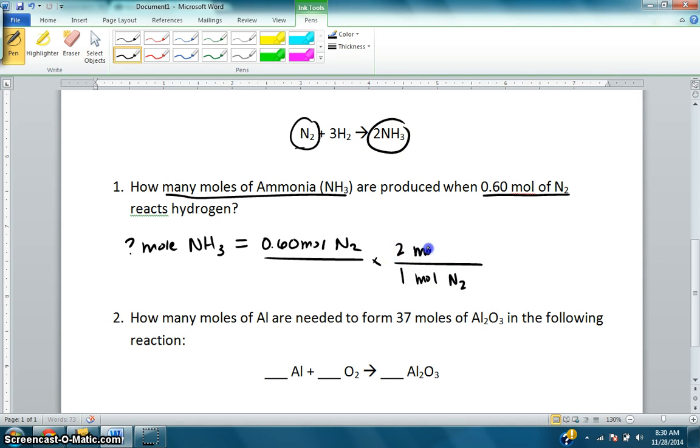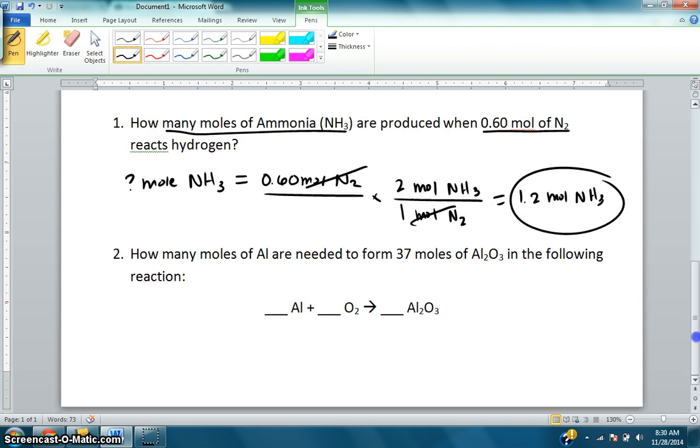So 2 moles of NH3 goes on top. My moles of N2 cancel, so I'm left with moles of NH3. I'm going to go ahead and just multiply on my calculator. I do 0.6 times 2 divided by 1, so it's just 0.6 times 2, which gets me 1.2 moles of NH3. So when my 0.6 moles of N2 reacts, I can make 1.2 moles of NH3.